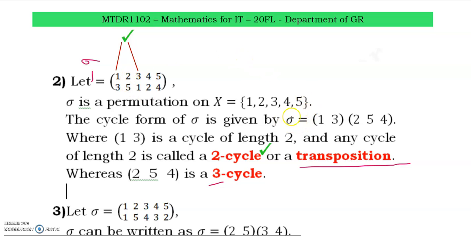Now you see here sigma is equal to, how can I write the cycle form of this permutation? This is the permutation form, this is the cycle form. So now you write the first cycle, that is 1, 3. Second cycle 2, 5, 4. Okay, this is the cycle form.